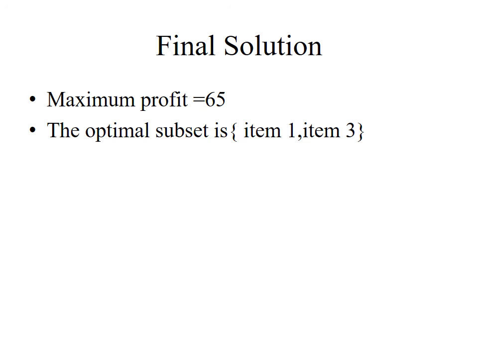So our final solution is that the maximum profit is equal to 65, which is produced by the subset item 1 and item 3, which is calculated from the root to the leaf of that optimal solution. So from that root to leaf we have to consider only the items taken, and we are not considering any items left out. So it will be item 1 and item 3.